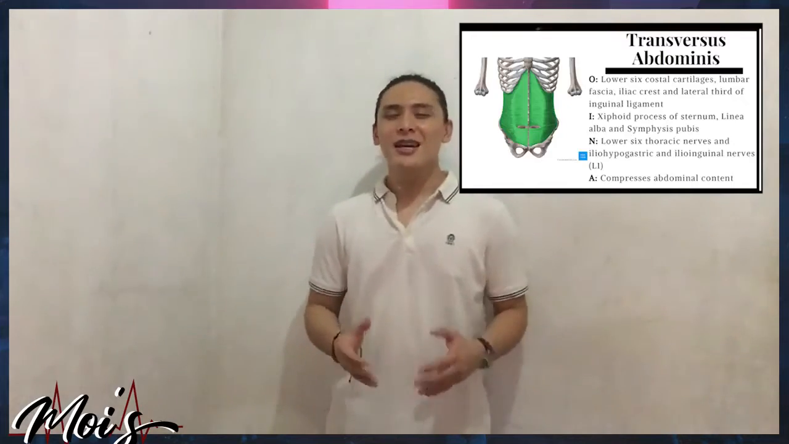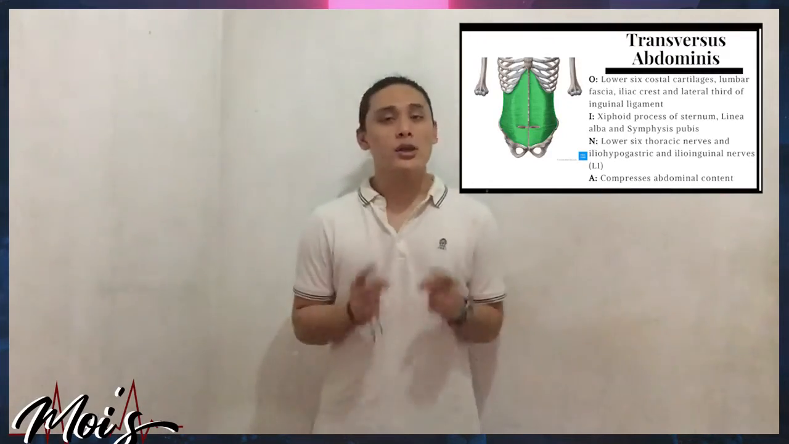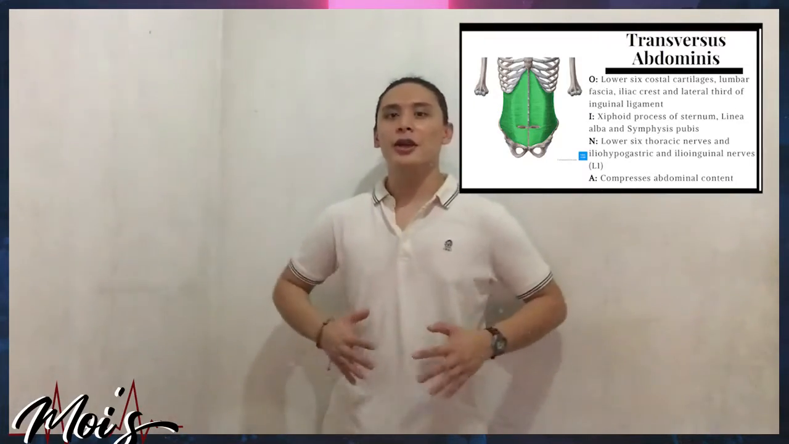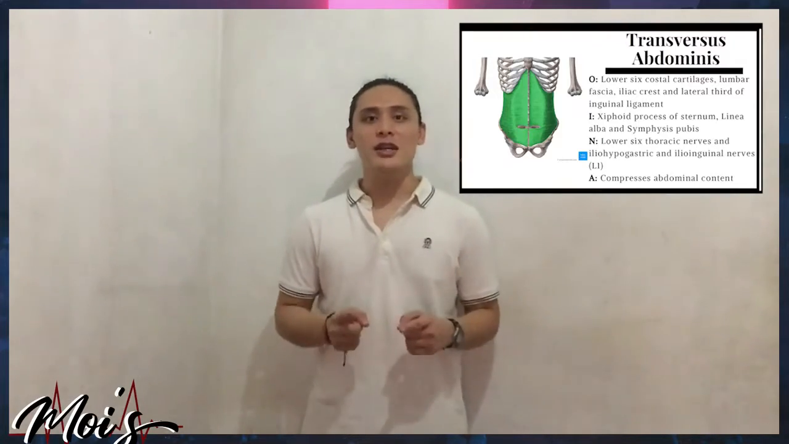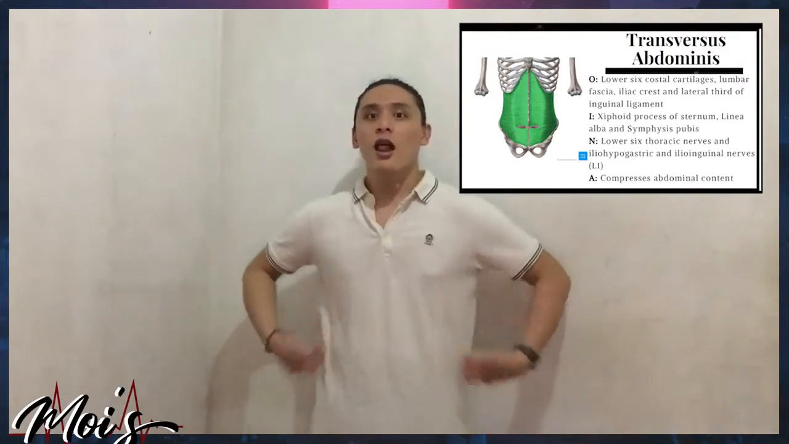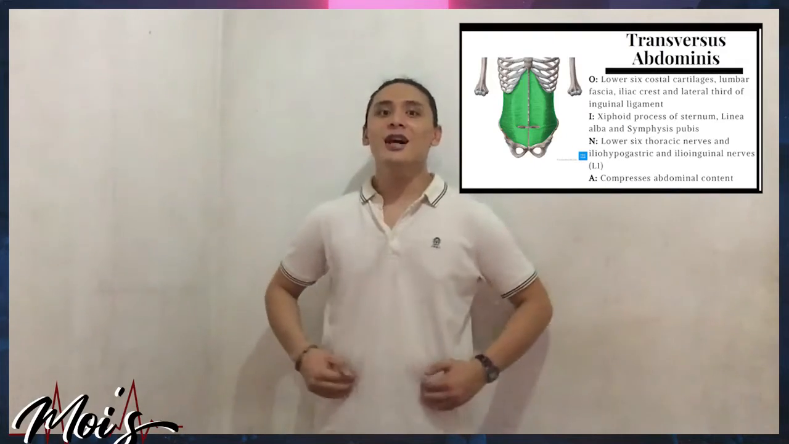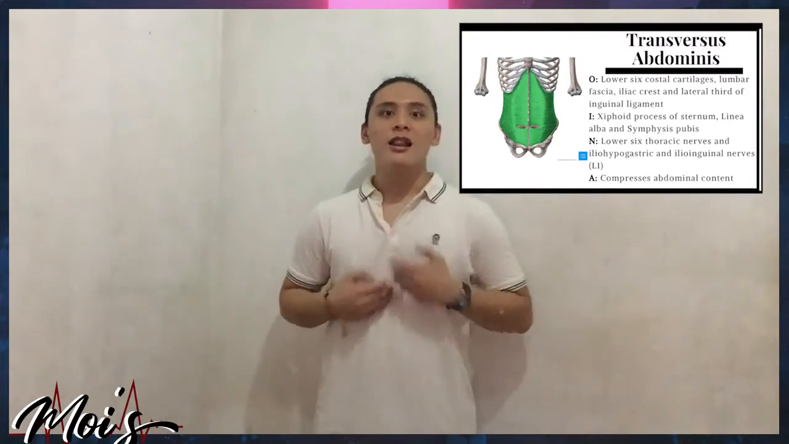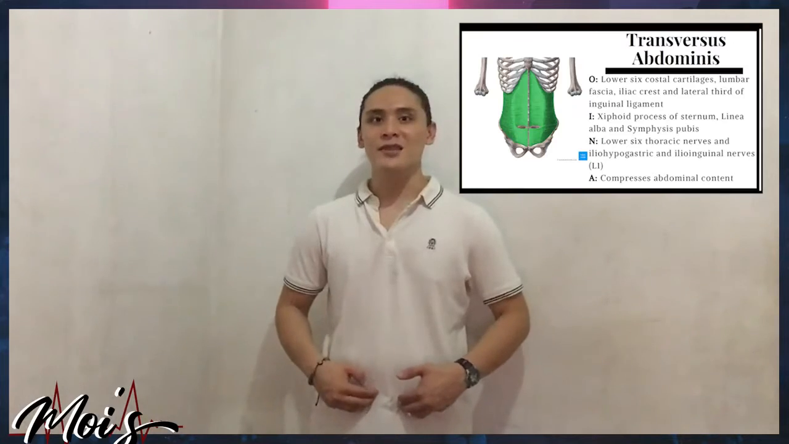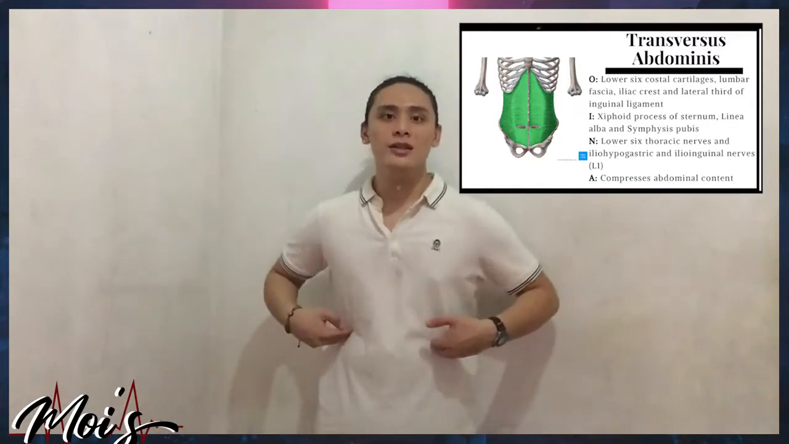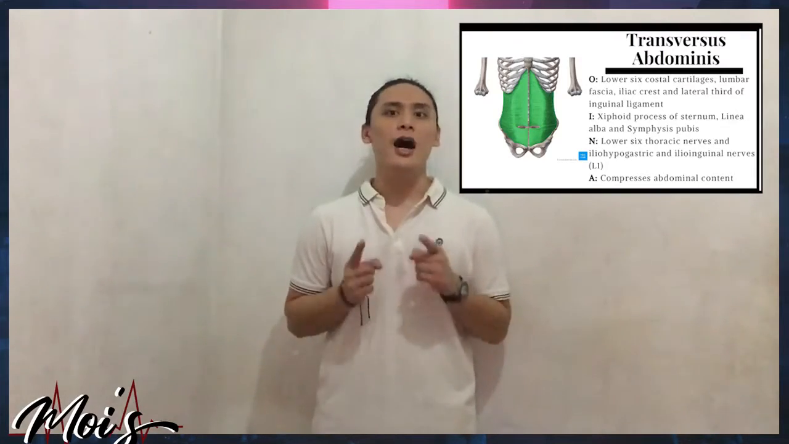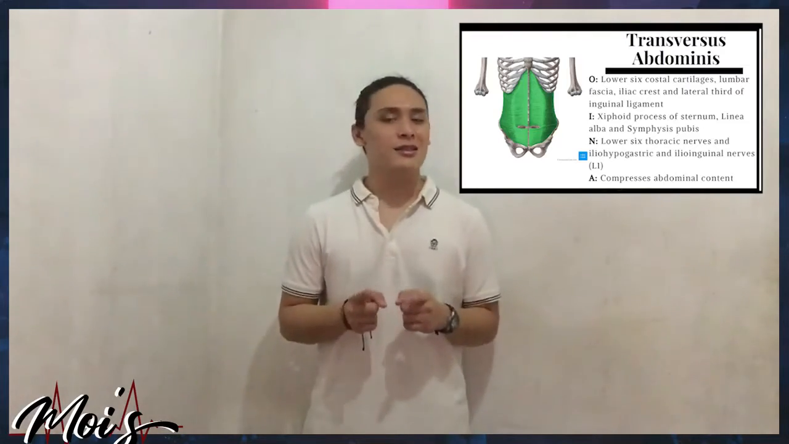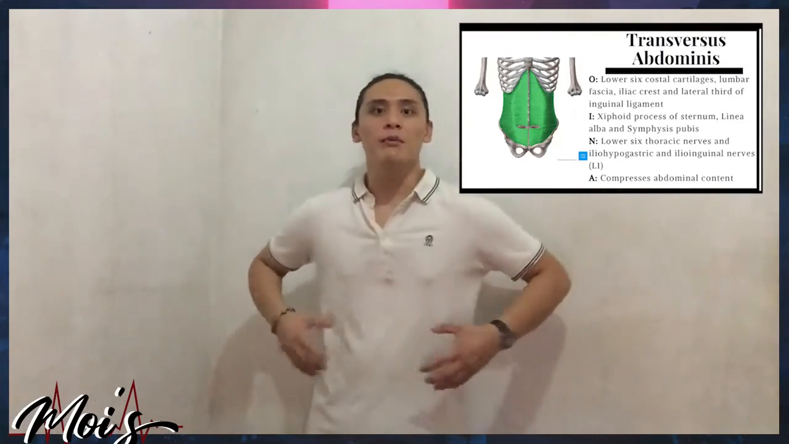The next muscle is your transversus abdominis, which is also known as your corset muscle because it pulls and compresses your abdominal contents. It originates at the lower 6 costal cartilages, lumbar fascia, iliac crest, and lateral third of the inguinal ligament. It is inserted at your xiphoid process, linea alba, and pubis symphysis. It is innervated by your lower 6 thoracic nerves and the iliohypogastric and ilioinguinal nerves. Its action is, of course, since it is a corset muscle, it compresses your abdominal content.